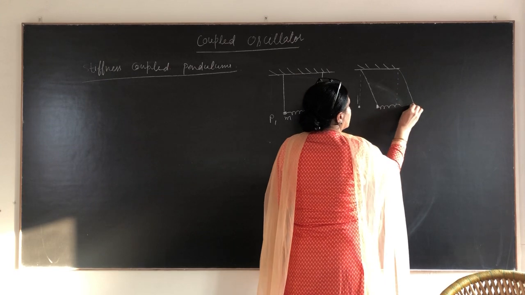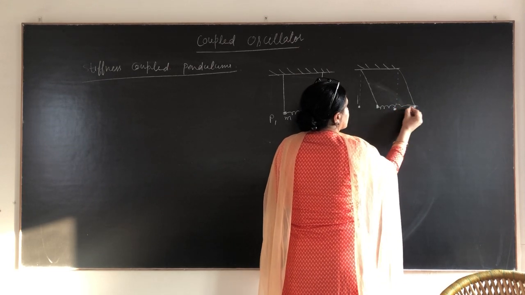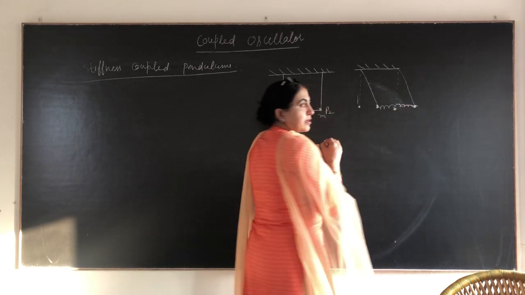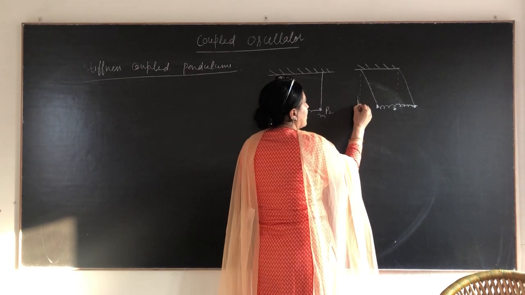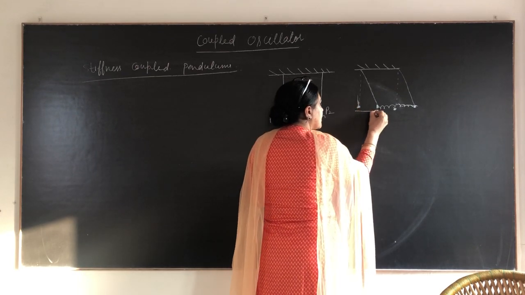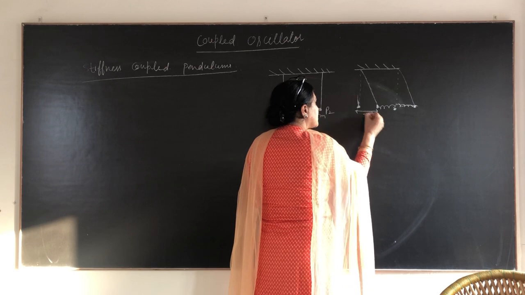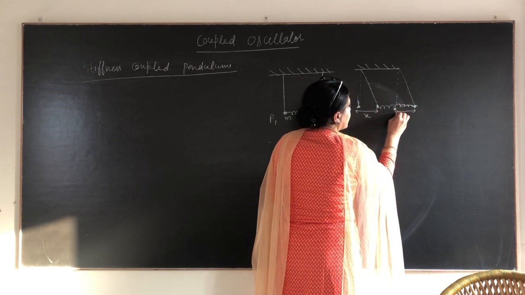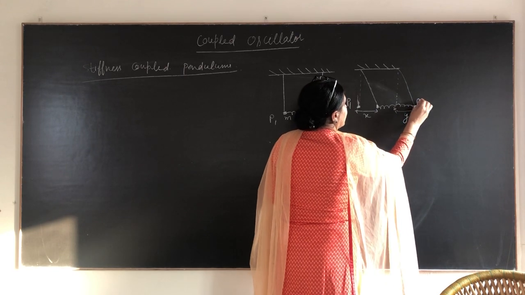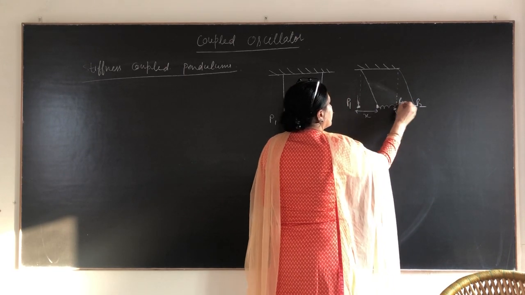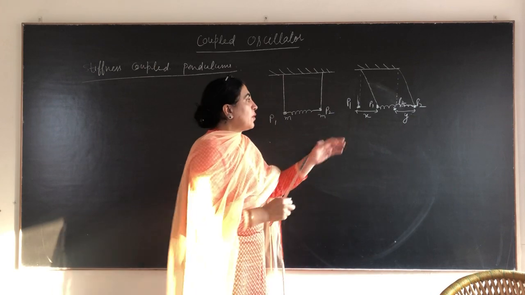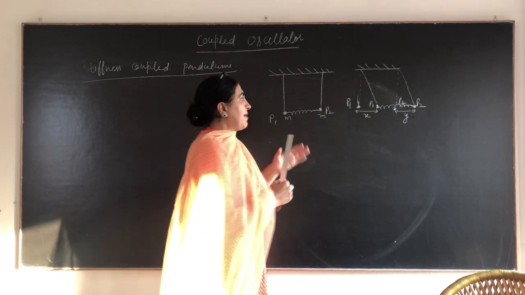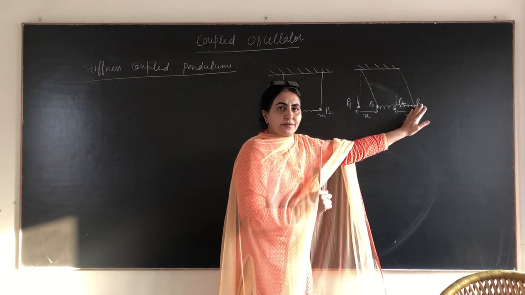Now this is clear, and this is the equilibrium position, and this is the displacement by this pendulum, that is P1, and this is Y, this is the displacement by pendulum P2. Clear? So this is the equilibrium position, both pendulums have masses m.